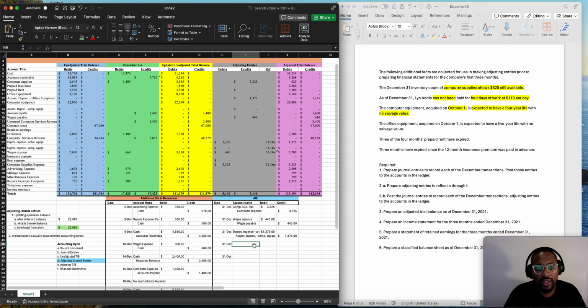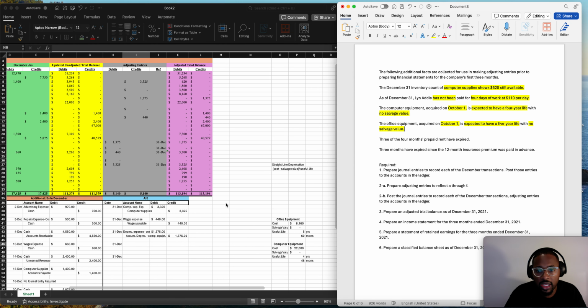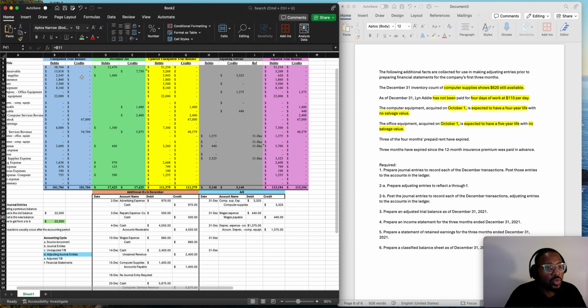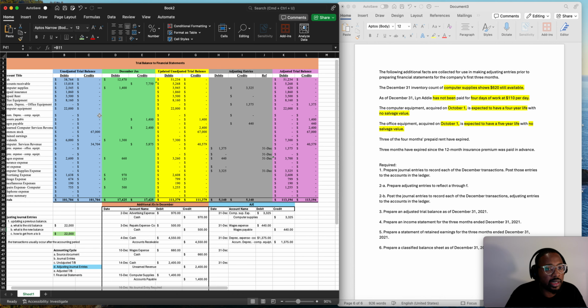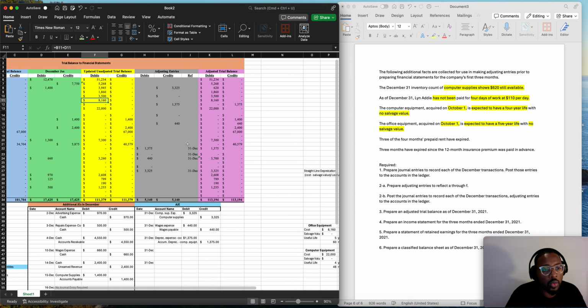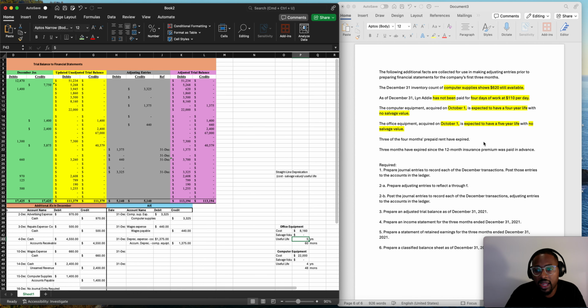Okay, let's do another one together. It says that office equipment was acquired again on October 1st and is expected to have a 5 year life this time. Again, no salvage value at all. So again, we're going to come here for office equipment. So what was the initial cost for office equipment? We go to our unadjusted trial balance. Office equipment, you see $8,160. That's going to be our old cost, right? They said 5 years of useful life, but we want it in months. So that's going to be 60 months.